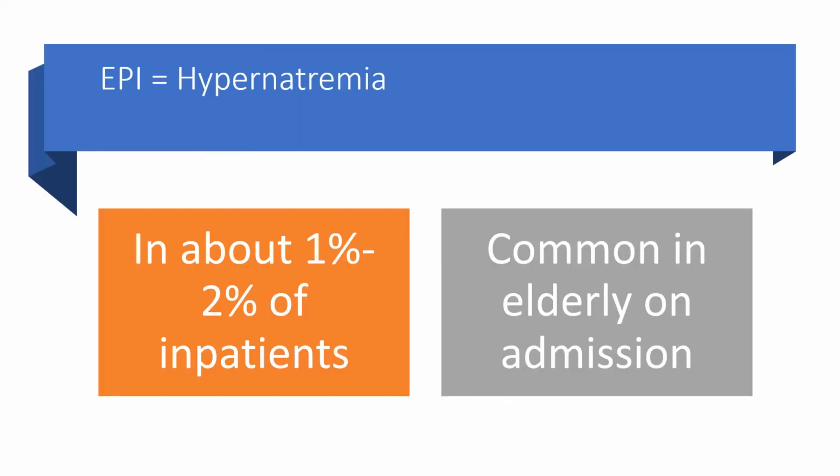Epidemiology. As far as hypernatremia is concerned, hypernatremia will be found in about 1 to 2% of inpatients, that is, those that are admitted in the hospital. And this will be very common among the elderly on admission.